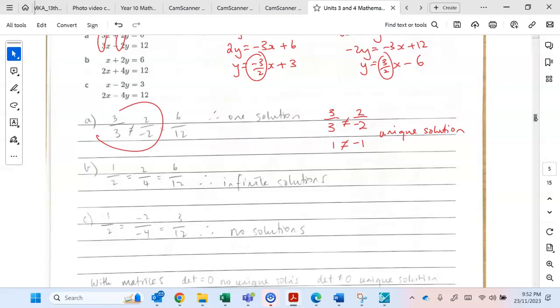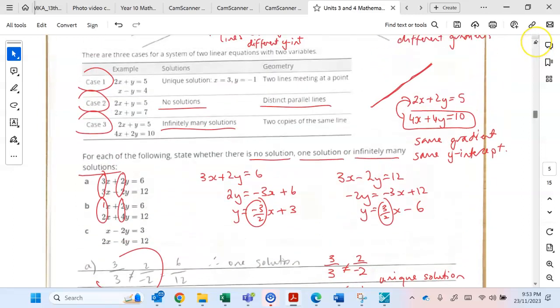So the coefficient of x is 1, so the coefficients here are 1 over 2, and then we've got 2 over 4. So we know straight away that 2 over 4 is a half. Therefore, it's not going to be a unique solution. But then we have to decide, is it case number 2 where we've got parallel lines, or is it case number 3 where we've got the same equation?